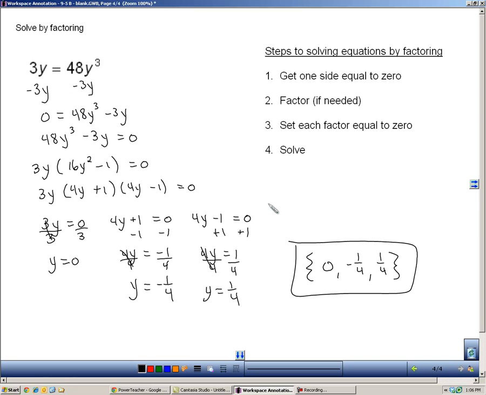A couple things to point out in this solution here. I moved the 3y over with the 48 because I want to keep the y cubed positive, and then I just flipped it so it looked more like what we were used to. Also, I took out a 3y and then factored the difference of squares, and notice again 3 solutions. My highest exponent was a 3.